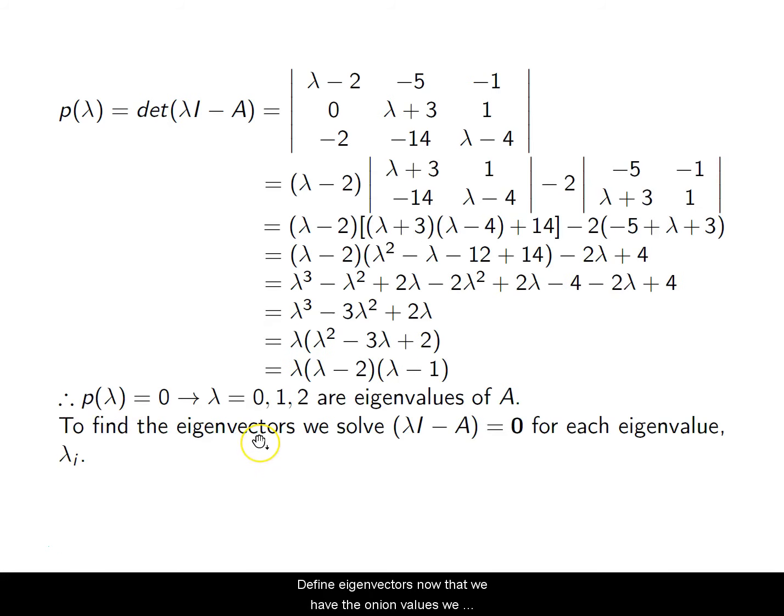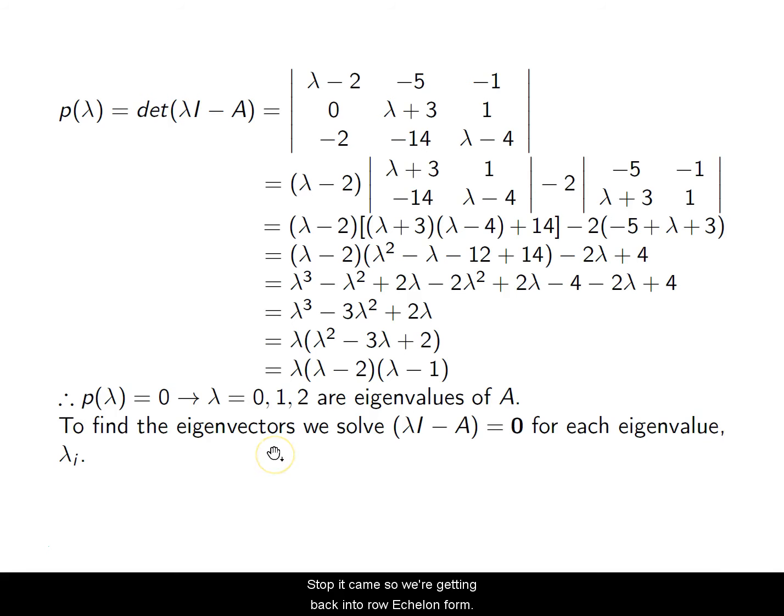So to find the eigenvectors, now that we have the eigenvalues, we need to solve this equation that we had, right? Where I have lambda I minus A equals 0 for each eigenvalue lambda I that I just found. So basically what I'm going to do is plug in 0 for this lambda and then calculate the resulting matrix, set that equal to 0, and solve it.